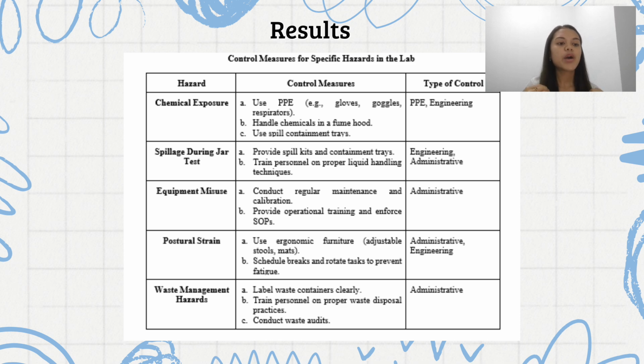So periodically, control mechanisms should be reviewed and enhanced to accommodate emerging risks or technological advancements. A safe working environment must be maintained through staff feedback, audits, and then monitoring.